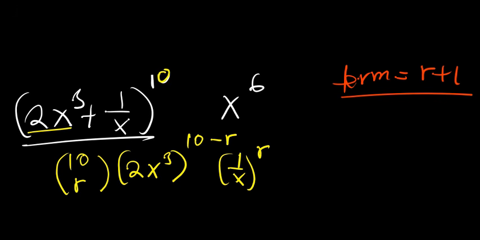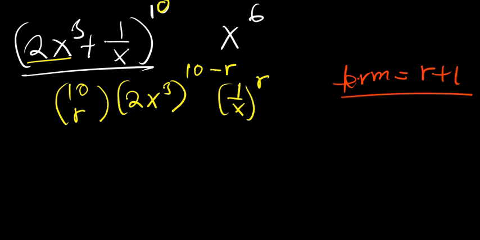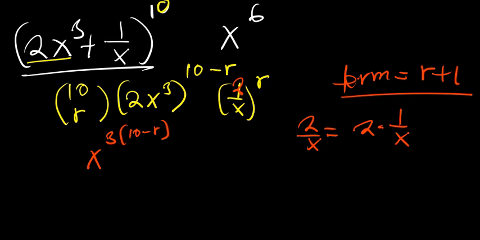So what I'm going to do is shift this to come on top here. I'm interested in x, so I'm going to get x to the power 3. Outside there is 10 minus r. If I look at this one, there is 1 over x. Even if I had a number here, let's say 2, it can't confuse me because 2 over x is the same as 2 times 1 over x. So 1 over x in simple terms is the same as x to the power negative 1.